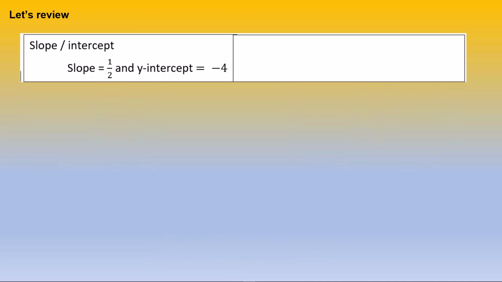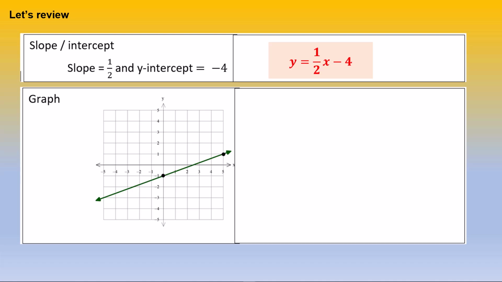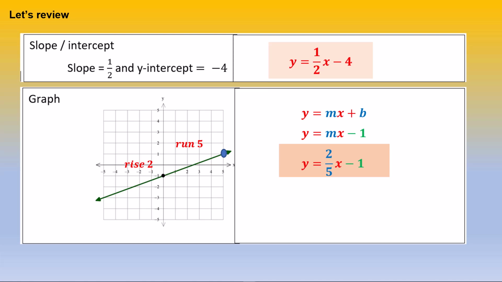Let's review. The equation in slope-intercept form, y equals mx plus b, for a slope of 1 over 2 and y-intercept of negative 4, is y equals 1 over 2x minus 4. From a graph, you locate where the line crosses the y-axis for the value of b, negative 1 for this graph. Then find another point along the line. Count the rise and run to find the slope. In this graph, a rise of 2 and run of 5 for a slope of 2 over 5. The resulting equation is y equals 2 over 5x minus 1.